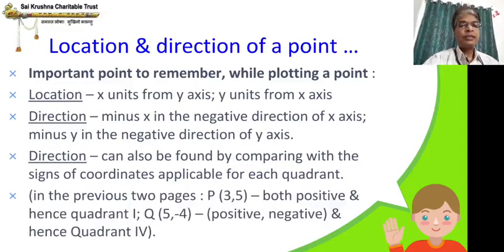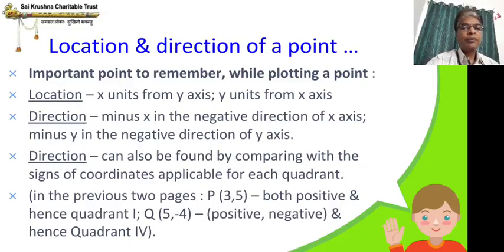So in the previous two pages, 3, 5 positive. Here I have written both positive, so it is in quadrant 1. So it is correct. You have seen P has come on the right side top, and Q is 5, minus 4. Positive, negative is applicable for quadrant 4, which is the bottom right side. You can note this point, but once you start practicing, you can just scrap this. This is not required for you.